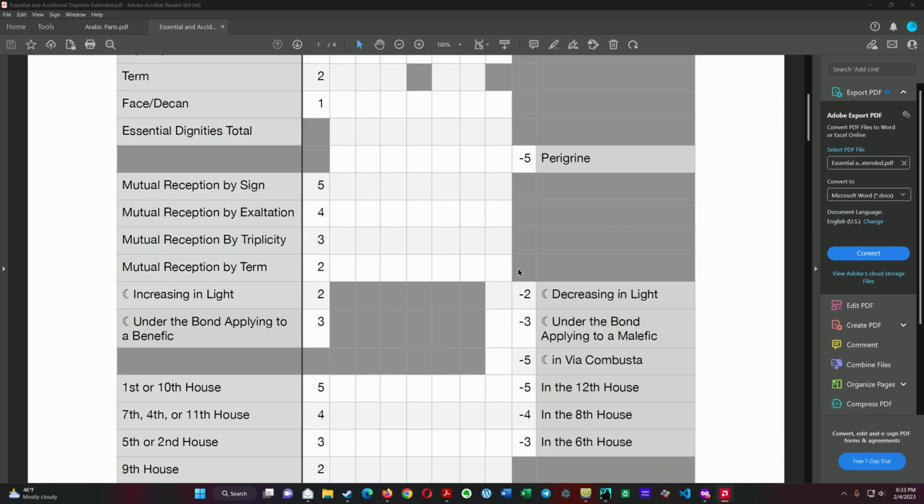And if it's in via combusta, it's going to lose points. I don't know, maybe 5 is a bit excessive, but I believe that was in Lilly's chart as well. He counts if it's in via combusta, the burnt way. It's basically 15 Libra to 15 Scorpio, I believe.